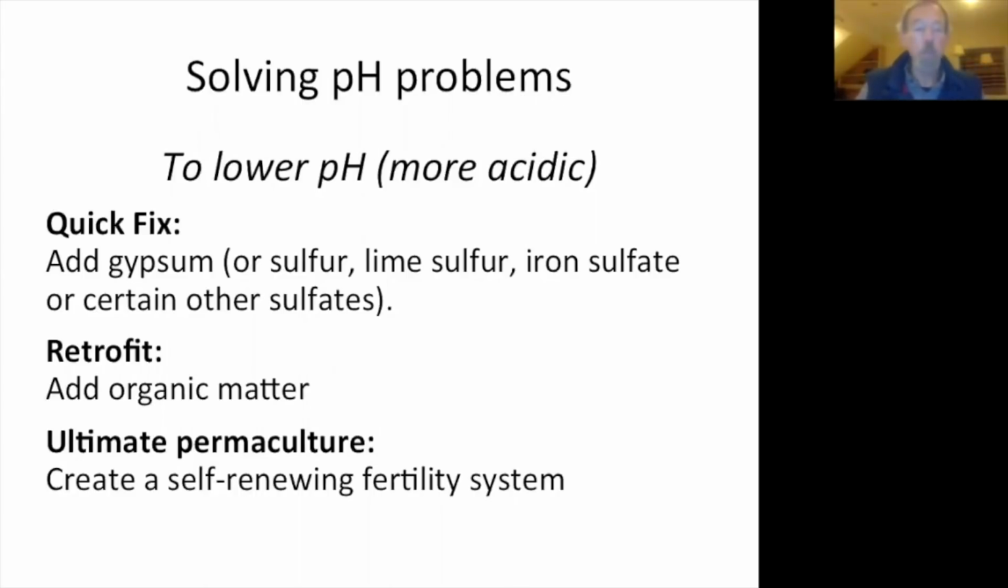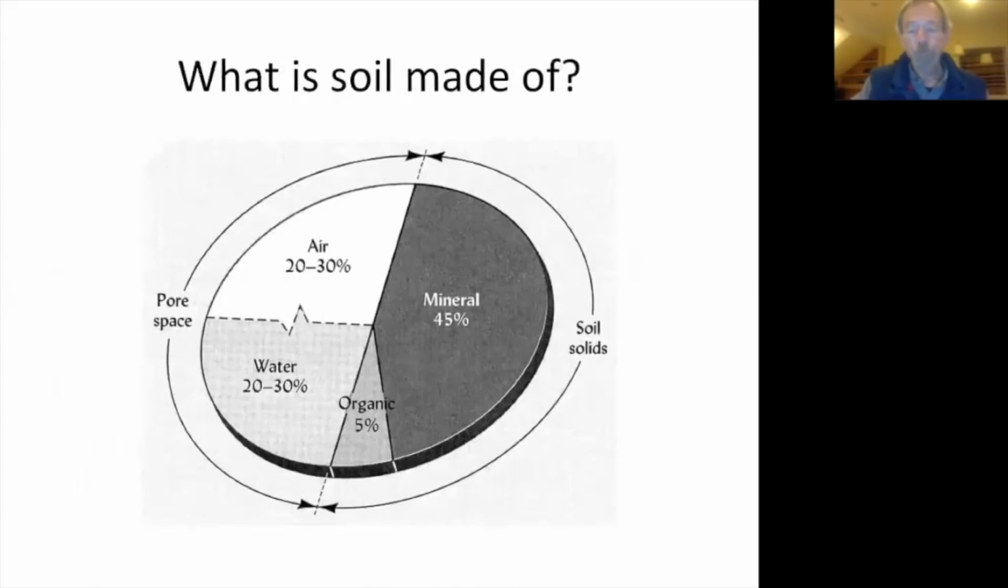And then it's the same answer for ultimate permaculture. You want to create a self-renewing fertility system, a food forest, basically, or something that will generate its own fertility. And over the next two classes, lessons 3 and 4, I'm going to talk much more about how to create these self-renewing fertility systems.